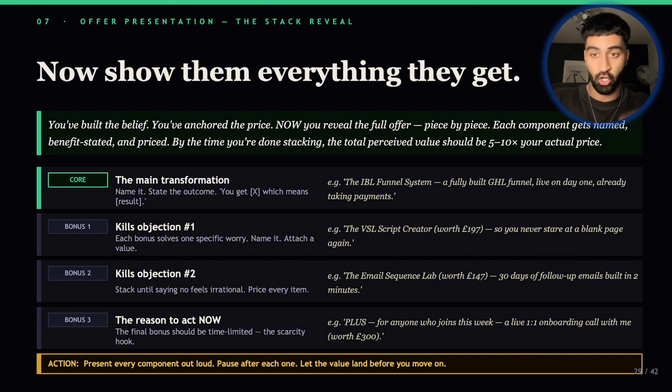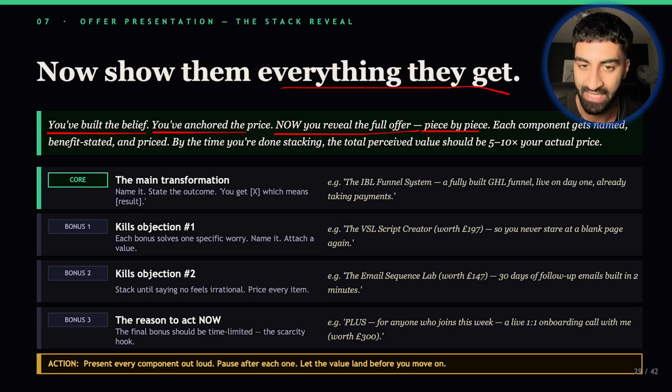This is where you basically show them everything they can get, everything you've got. You've built the belief, you've anchored the price, now you reveal the full offer, piece by piece. Each component gets named, benefit stated, and priced. By the time you're done stacking, the total perceived value should be 5 to 10x your actual price.